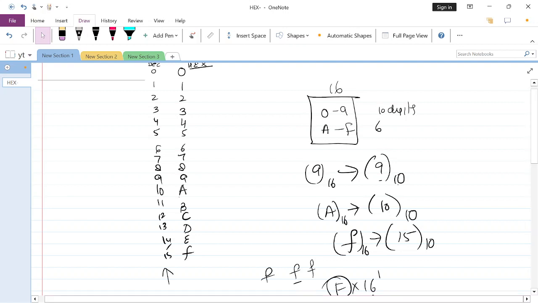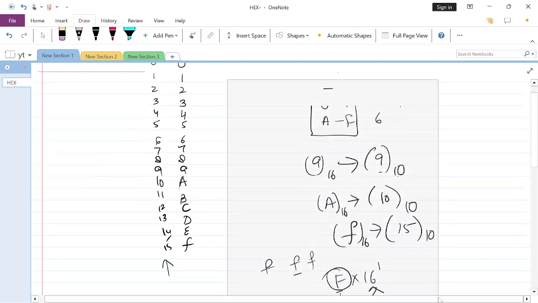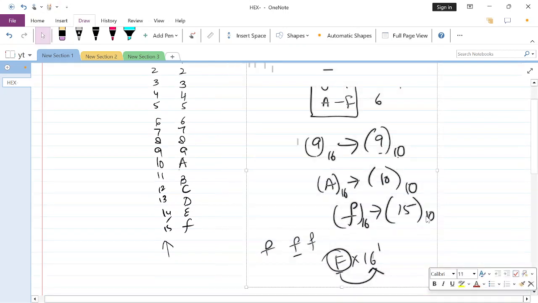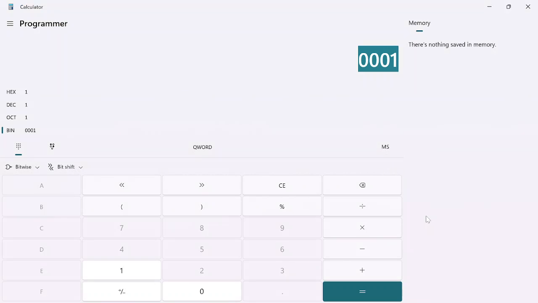That is clear. Now a question arises: when we were seeing that calculator, we were also seeing the octal equivalent and the binary equivalent. In this video I won't be discussing the octal equivalent, but we will discuss the binary equivalent. First let's see the calculator. You see that when hexa 1 is written, the binary equivalent comes to be 4 bits, 0001.